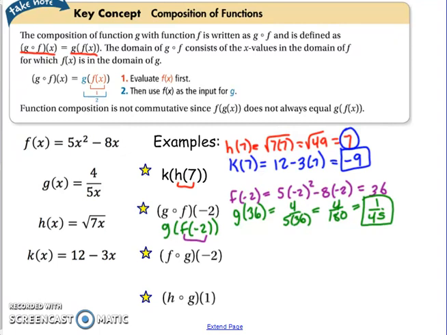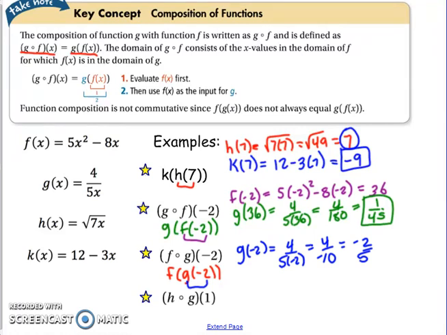Next, f of g of negative 2. I'm going to rewrite that again: f of g of negative 2. First thing we want to do, work inside out. So we're going to do g of negative 2. g of negative 2 is going to be 4 over 5 times negative 2, which is 4 over negative 10, which is negative 2 fifths.